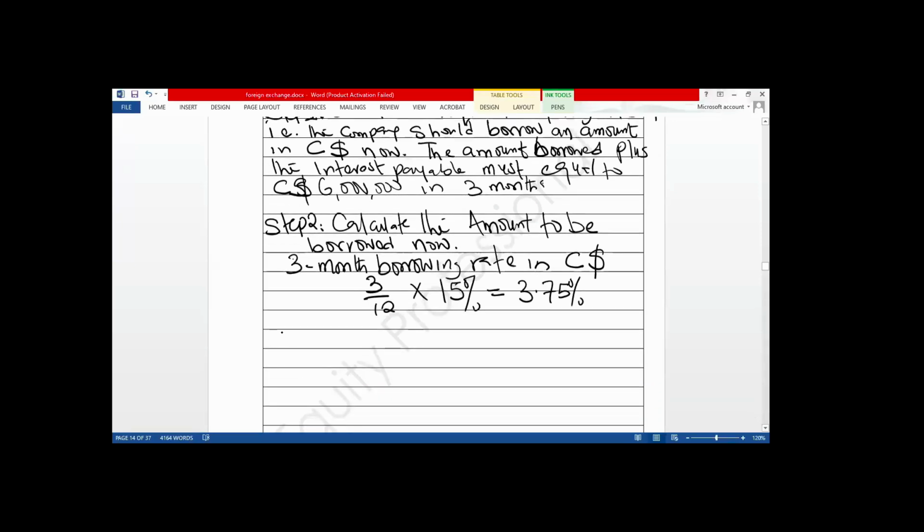Next, calculate the amount to be borrowed. Amount to be borrowed is equal to the target amount. What we are trying to target in 3 months is 6 million.